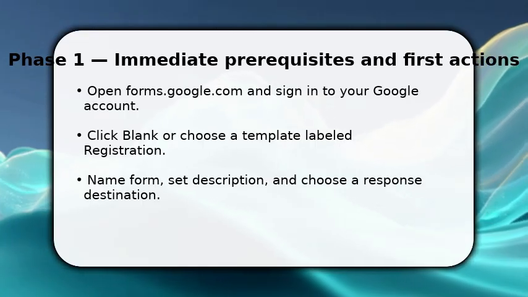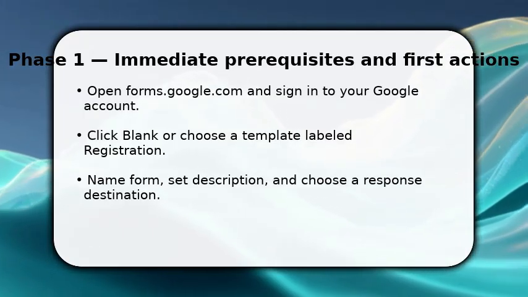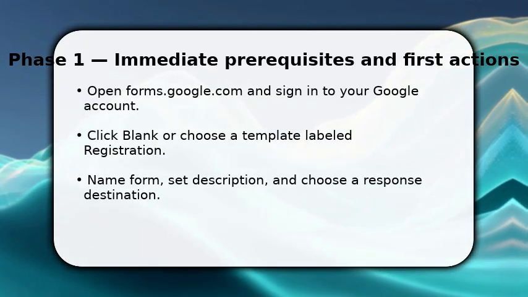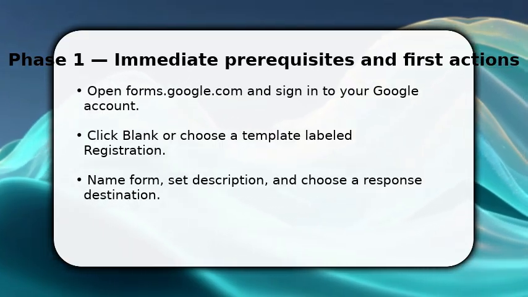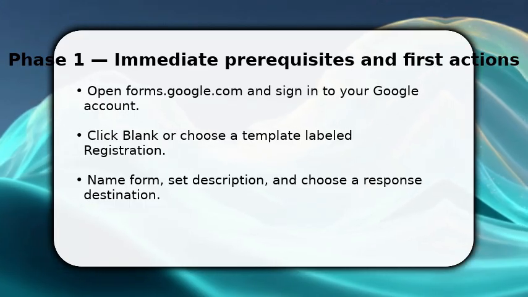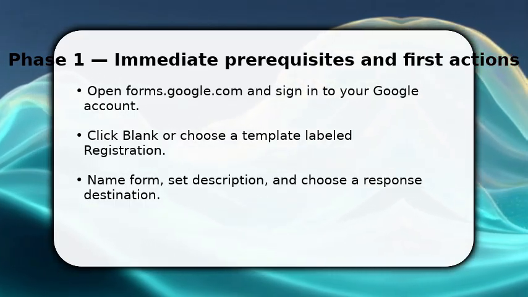You start by opening Google Forms and signing in, then click blank or pick a registration template to save time. Name the form clearly, use event name and date, because responses link to that title. Next, add a description that states what registrants should expect and any required fees.